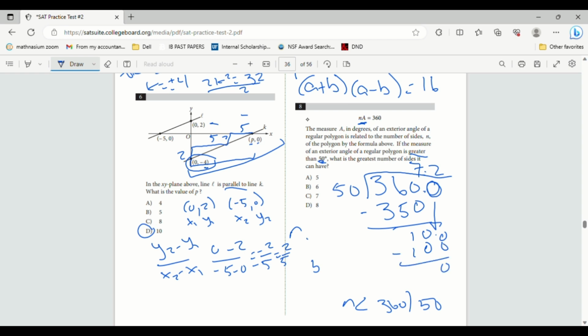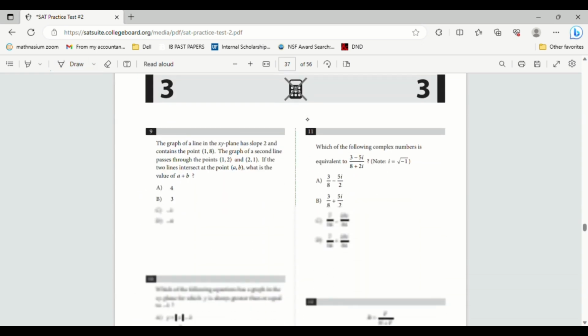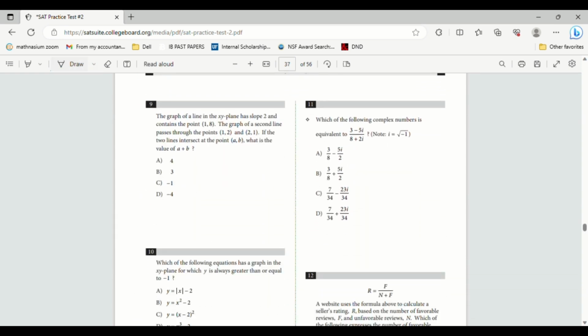And so n, the number of sides, is less than 7.2, so the greatest number of sides is 7. So 8 is C. Number 9, the graph of a line in the xy plane has a slope 2 and contains the point 1, 8. The graph of a second line passes through the points 1, 2 and 2, 1. If the two lines intersect at the point AB, what is the value of A plus B?